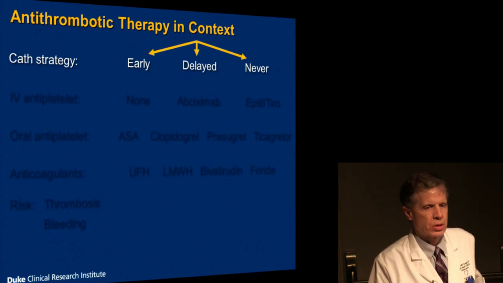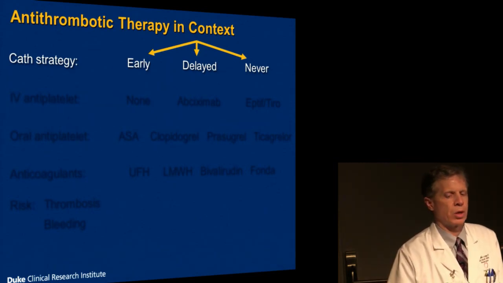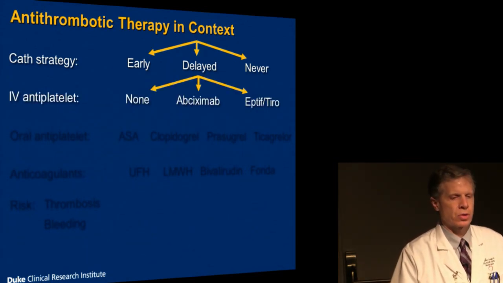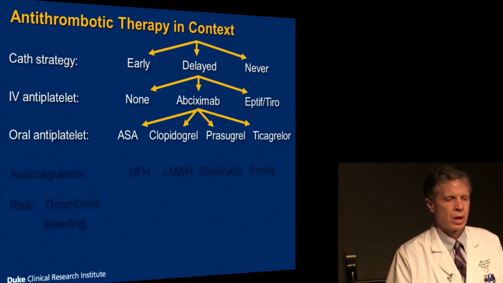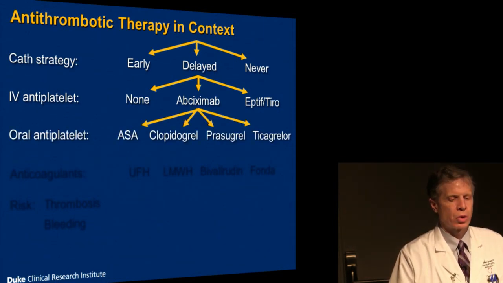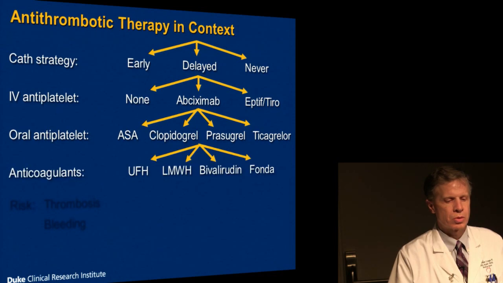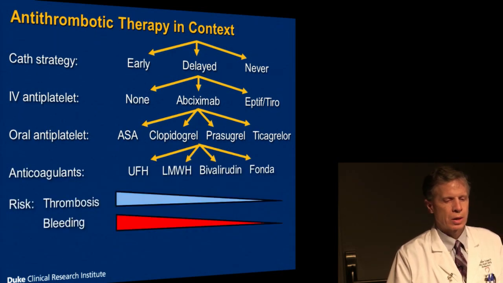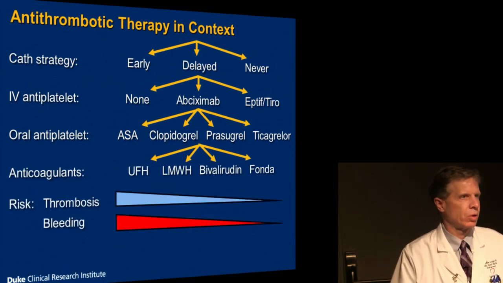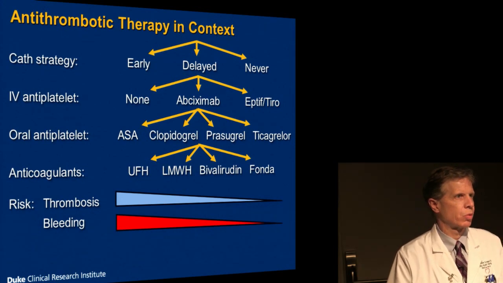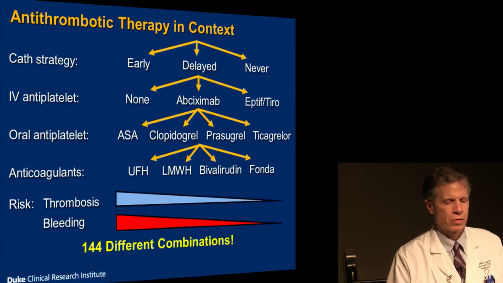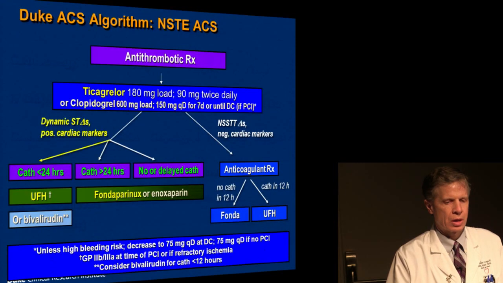So there's a lot of complexity in how we decide how to combine various strategies, including the cath strategy, whether we use intravenous antiplatelet therapy, which oral antiplatelet therapy, and which doses we pick, which anticoagulants, and then we're meant to adjust all of these decisions based on the risk of thrombosis and the risk of bleeding. So it's a lot of different combinations.